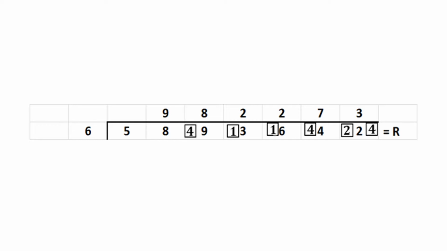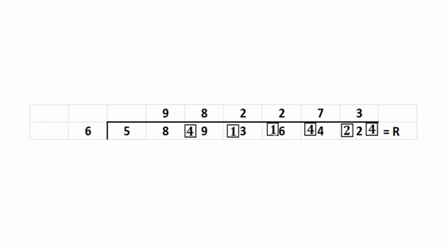Move the 4 next to the 9, which is a dividend digit. 6 goes into 49 8 times. 6 times 8 is 48. You subtract 48 from 49, you got 1. Move that 1 next to the 3. Now 6 goes into 13 2 times. That's 12. You got a remainder of 1.